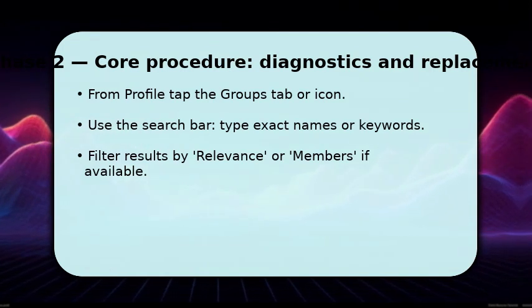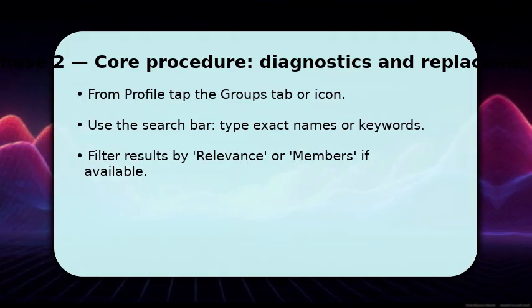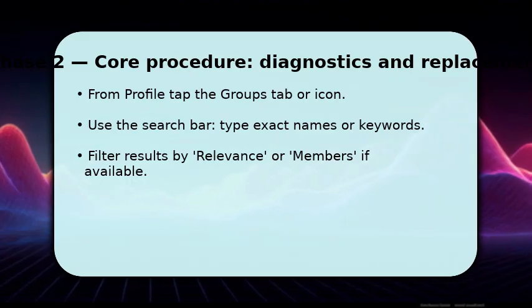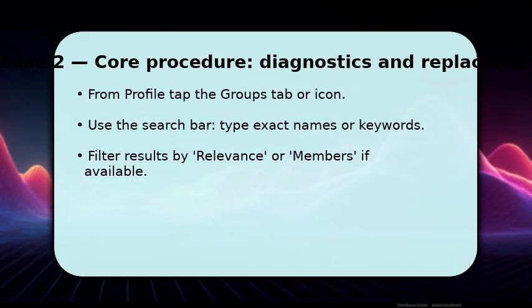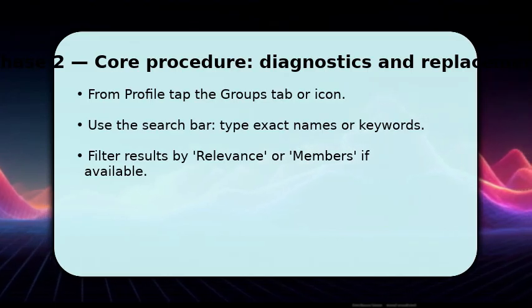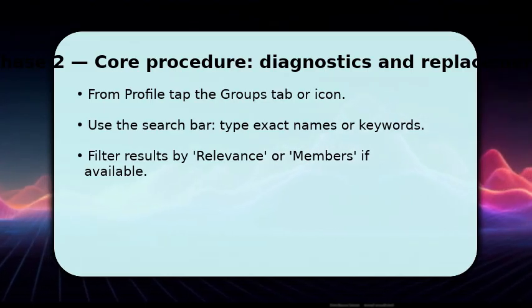Type the group name or a keyword into the search bar. Precise words return exact matches, while broader keywords show similar communities. Then, make use of filters like relevance or members to sort results. These filters help you find active or large groups quickly.